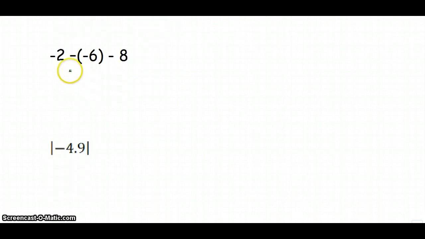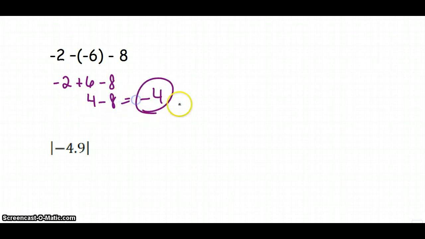Now I have negative 2 minus negative 6 minus 8. First I need to rewrite it. Two wrongs don't make a right, but two negatives make a positive, so I have negative 2 plus 6 minus 8. Negative 2 plus 6 gives me 4. 4 minus 8 is equal to negative 4.